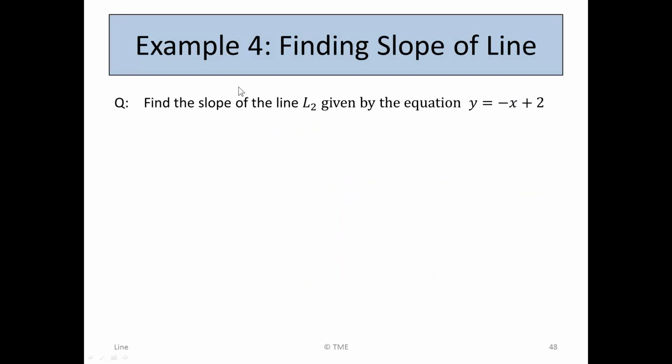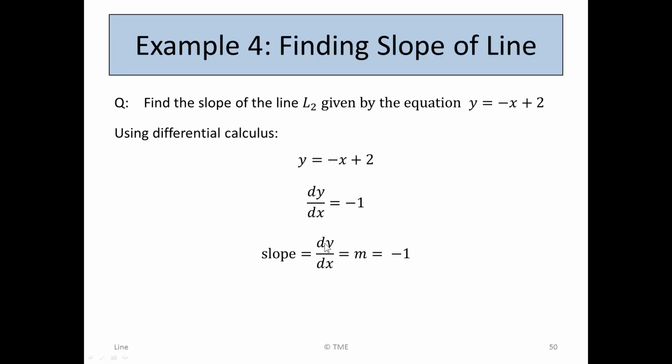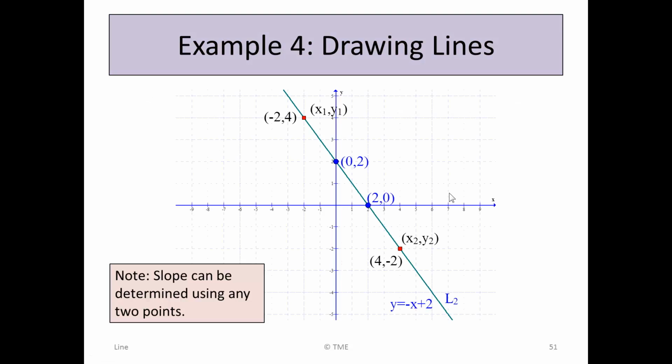We're now asked in example 4 to find the slope of the line L2 given by the equation. So if the line is y equals minus x plus 2, we can use calculus for this. So y is equal to minus x plus 2. Well then dy/dx, to differentiate x we get 1, minus x we get minus 1. But the slope is dy/dx. dy/dx is just another term for m, the slope of the line. So we've actually found that m is minus 1. So we could have found the slope directly from this.